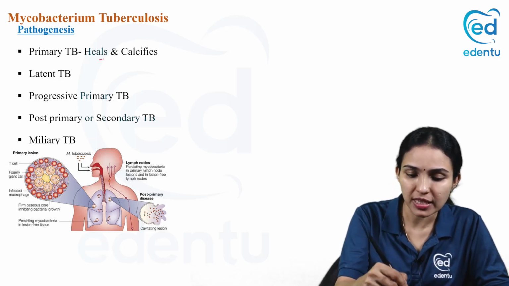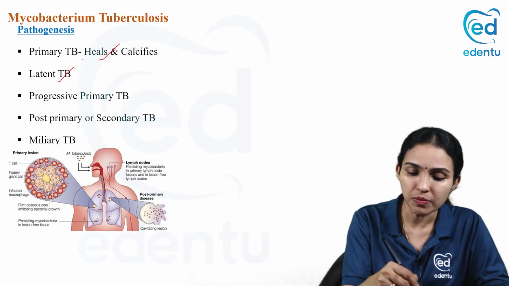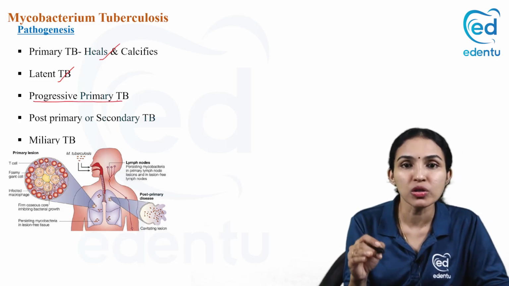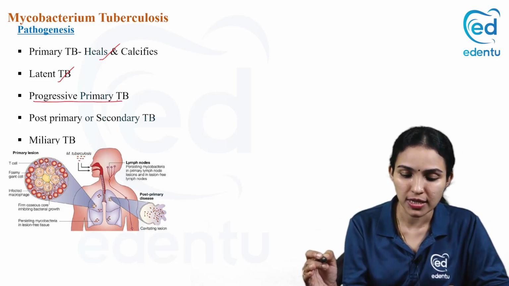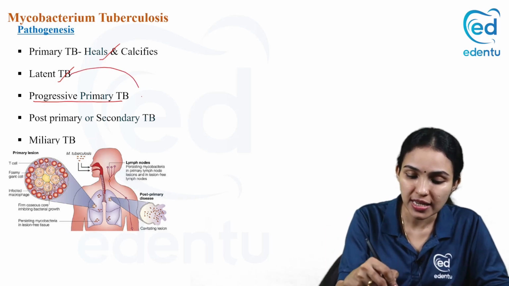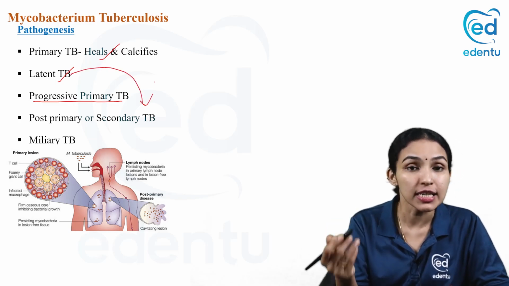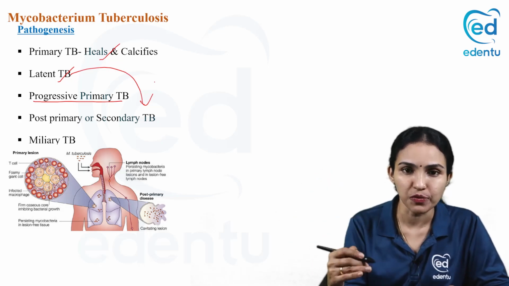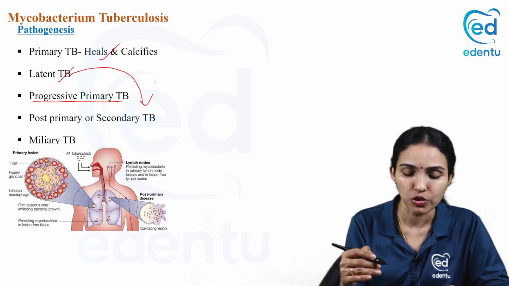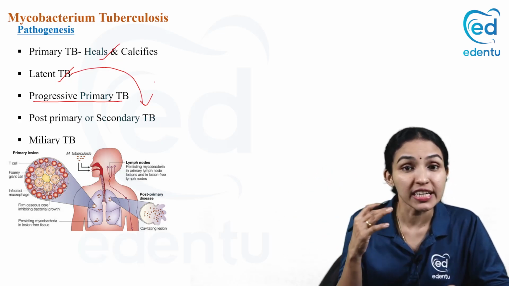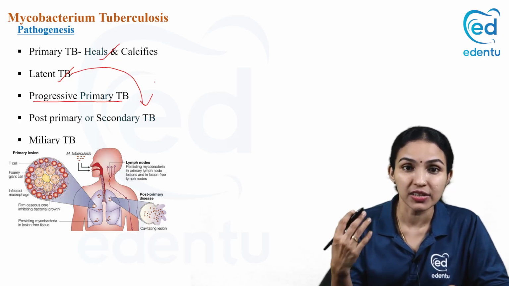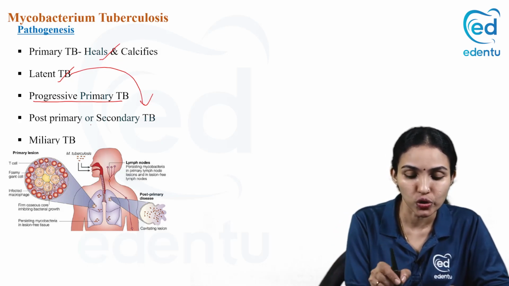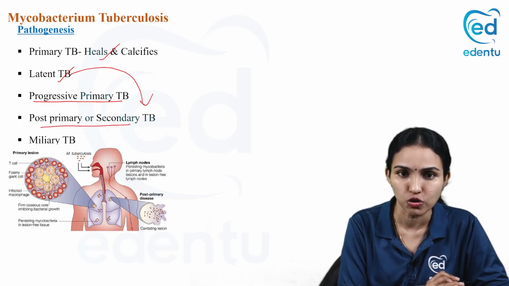A primary TB will heal and calcify. In some people it will go for a latent TB, and in some group there will be a progressive primary tuberculosis. And in the other group who has had a latent infection, at a later point of time, when their immunity comes down, or when they get a reinfection with the bacilli, re-exposure to the bacilli, it can lead to a delayed hypersensitivity, an exaggerated response in the lungs, leading to tissue damage and causing post-primary or secondary tuberculosis.